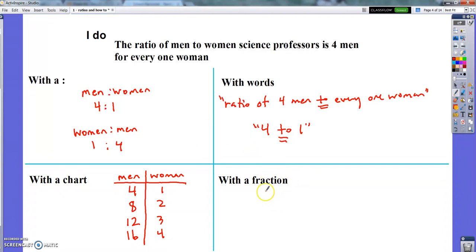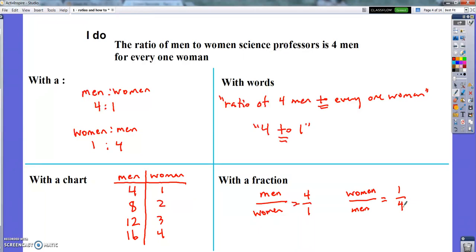And last but not least, you can use a fraction. You could say the ratio of men to women is 4 to 1. Or, of course, the ratio of women to men is 1 to 4. All right, and that's just 4 ways to represent a ratio.